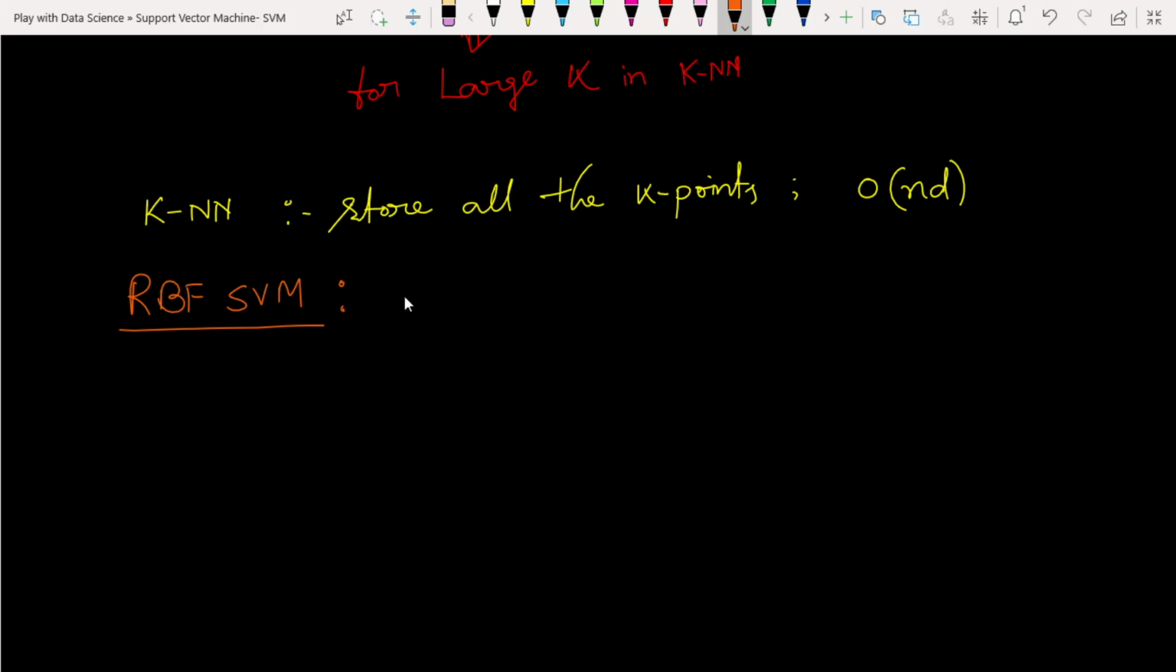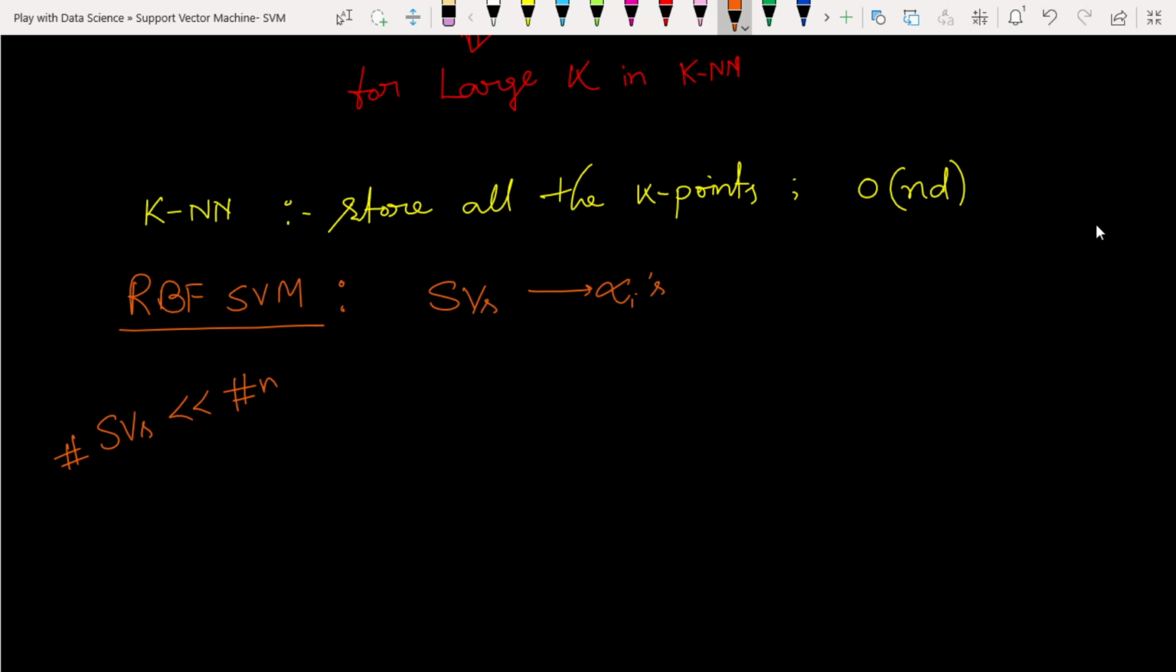Here we cannot consider all the points. Here we are just considering the support vectors, and for the support vectors we consider the corresponding alpha. Only the support vectors' alpha we are considering, not all the points. And we know that our support vectors are much, much fewer than our main data points.